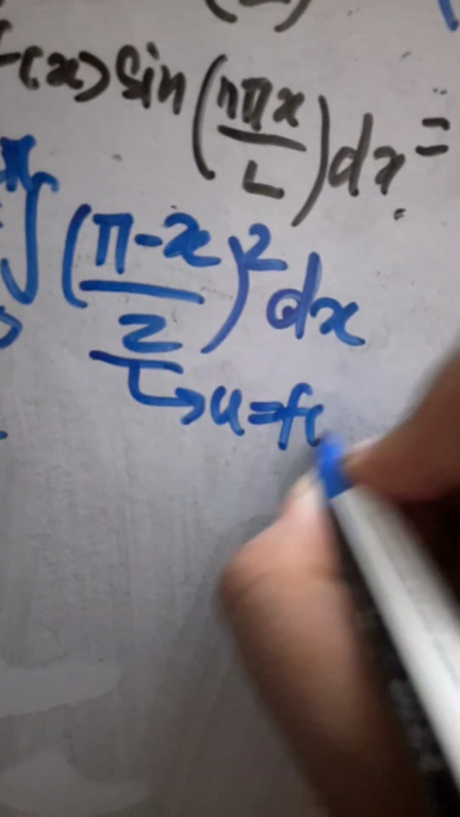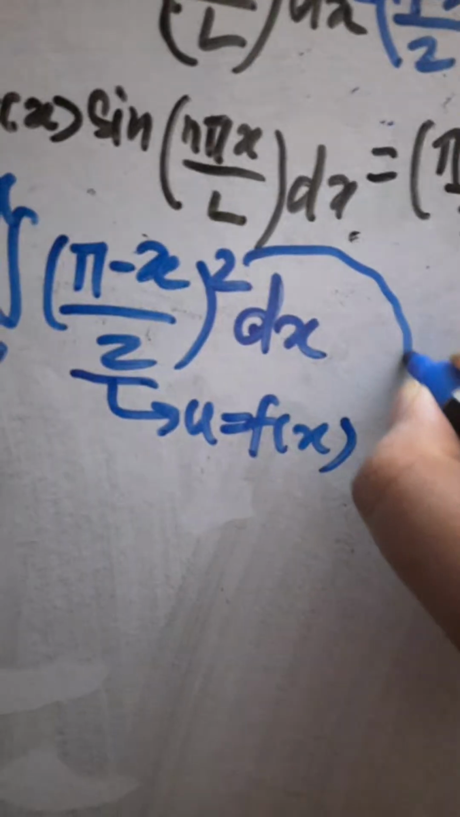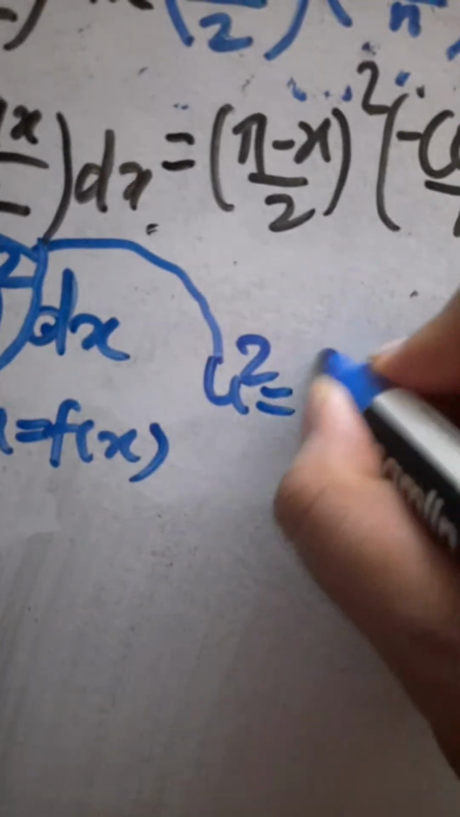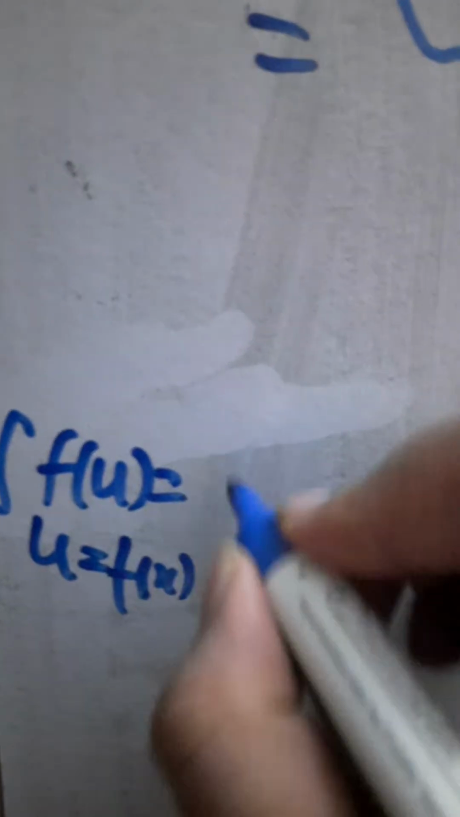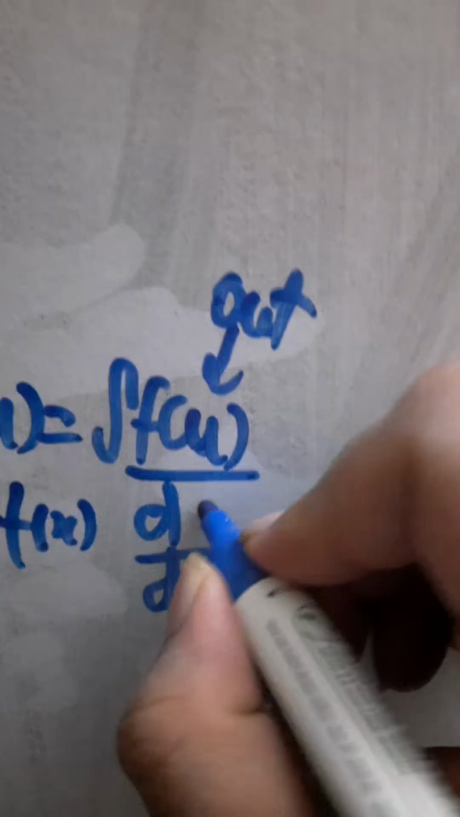But the problem here is this is a function, u, let's say, equal to f of x. Now this whole stuff is u square, or f of u actually. So now this is a function inside a function. If u equals f of x and the integration of f of u is going on, we have a chain rule formula, which is the integration of the outer function divided by the derivative of the inner function, which is f of x.